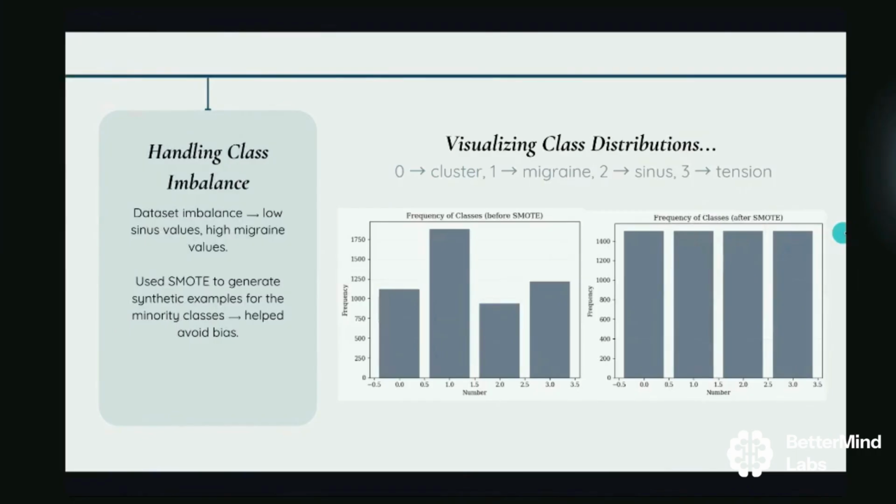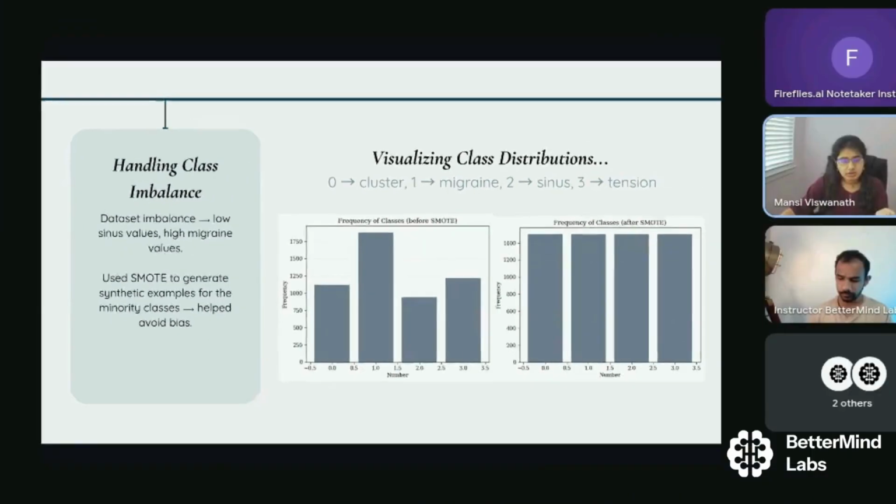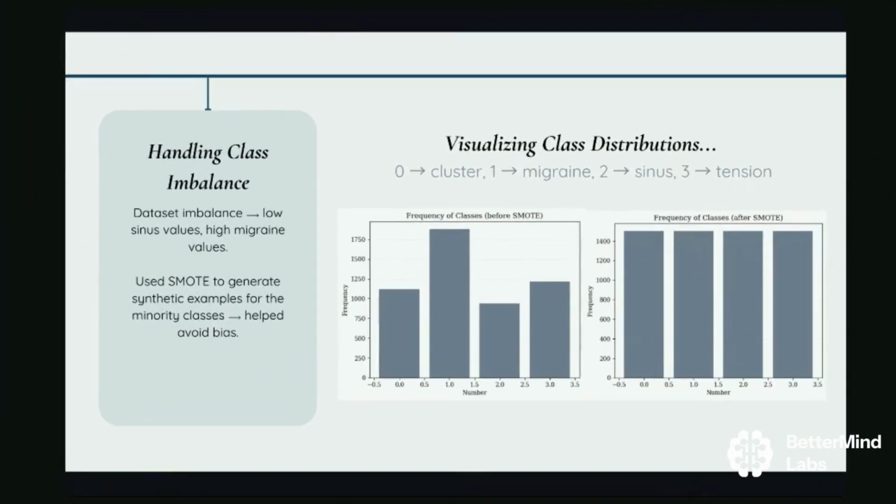Okay, handling class imbalance. While I was dealing with the datasets and applying a chi-square analysis, one thing that really stood out to me was the dataset imbalance. As you can see over here, migraine headaches have the most at around 1,750 plus, while sinus headaches are around 900. And if you look at the other values, everything else is at least across the thousands. To fix this issue, I used SMOTE to generate synthetic examples for the minority classes, and that helps avoid bias by providing more generalized, equalized data.